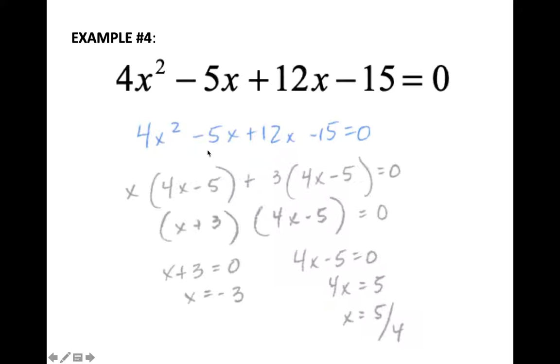So I pull out a common factor here of just x. It leaves me with 4x minus 5. And for the next part, I'm going to take out positive 3, which gives me 4x minus 5. Now, both of these are the same. So I have a common factor of 4x minus 5, and my leftovers are x plus 3. And since these are both equal to 0, I can solve for both of those, giving me x equal to negative 3 and x equal to 5 over 4.